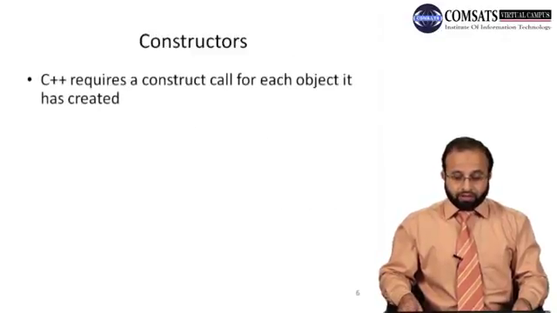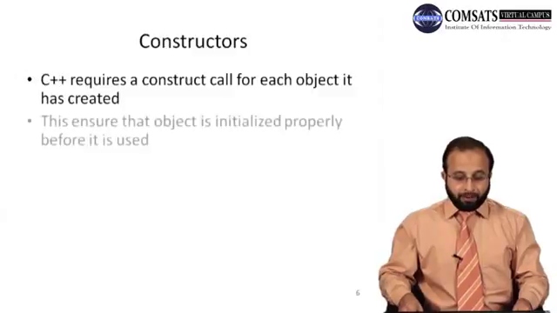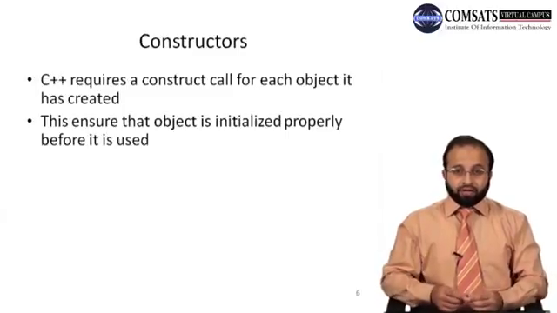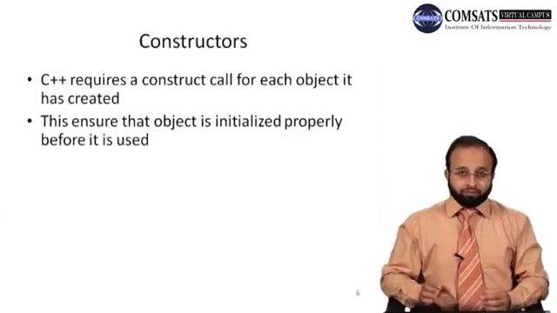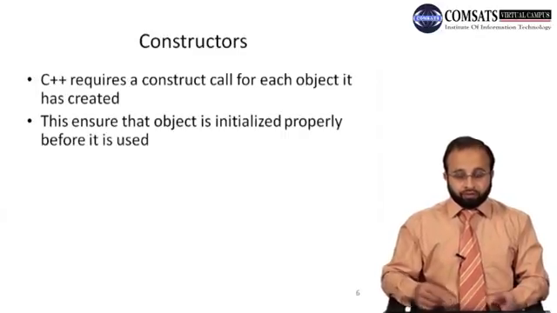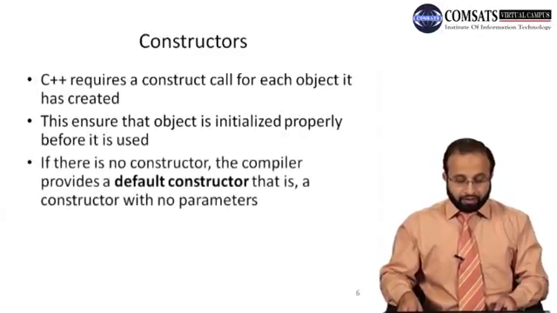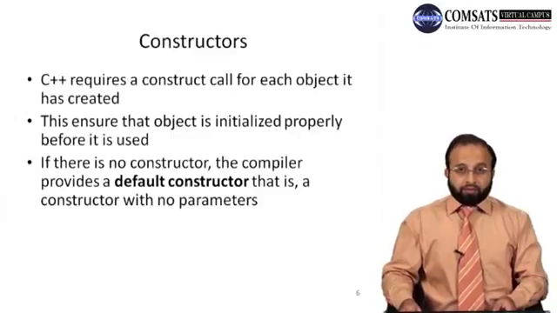C++ requires a constructor call for each object it has created. So this ensures that the object is initialized properly before it is used. So whenever you create an object, you want its private data members to be initialized before further using that object. So how are they properly initialized?